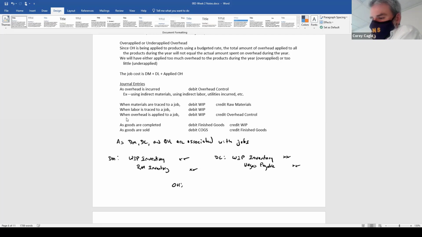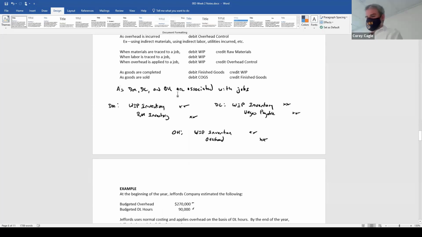Overhead, as we apply overhead, debit work in process, and we'll credit overhead because as we incur overhead, we debit it to overhead and hang on to it in there for a little while until we use it. So I think that idea is important, just knowing that as these jobs have costs associated with them, our debit's always work in process inventory for any of the three components: materials, direct labor, overhead. Yeah, that I think is probably important.